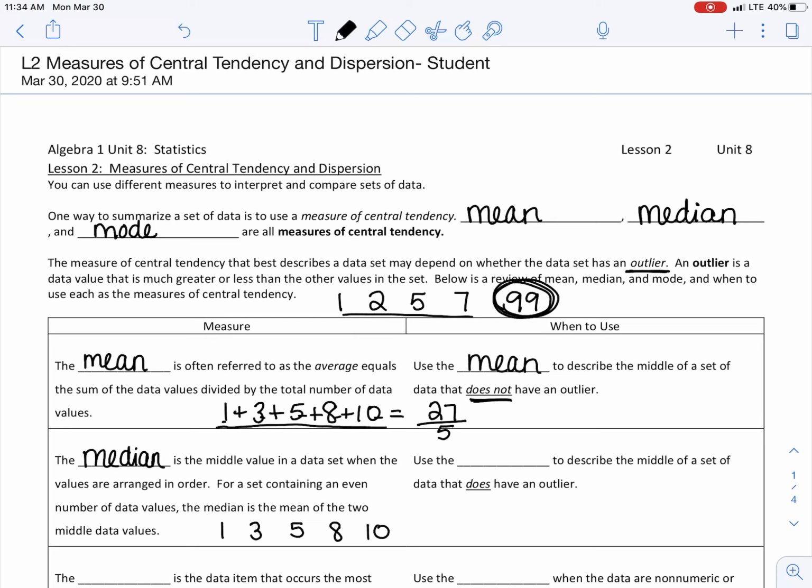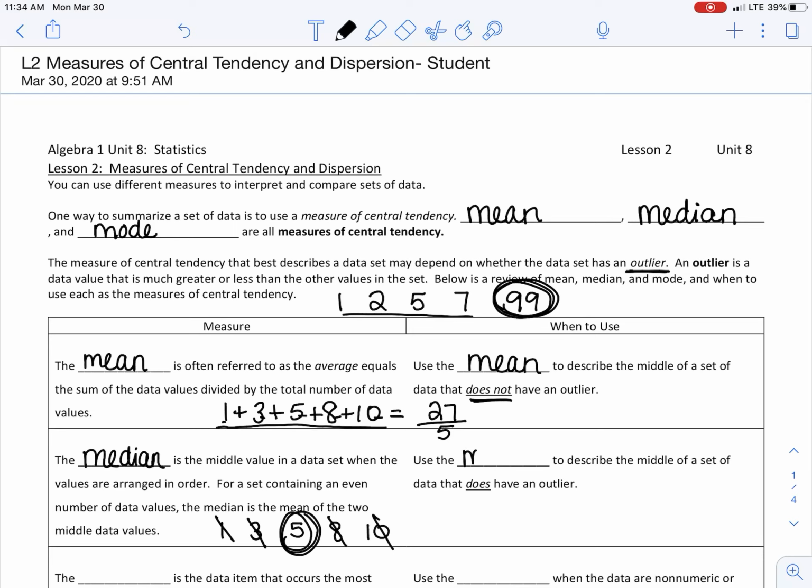I know that's a lot to take in, but if we stick with our 1, 3, 5, 8, and 10, in order to find the median, you cross off from both sides. So we cross one off from the greatest and the least, okay? And then we do the same thing, making sure that we do it on each side every time. And whatever our middle value is, that's going to be your median. So in this case, it would be 5.